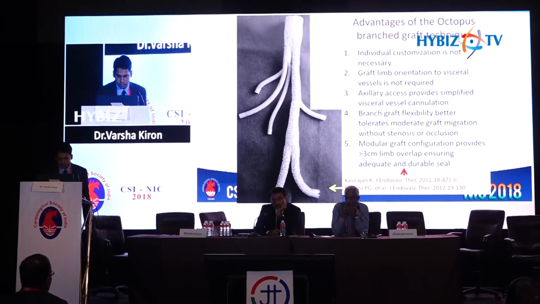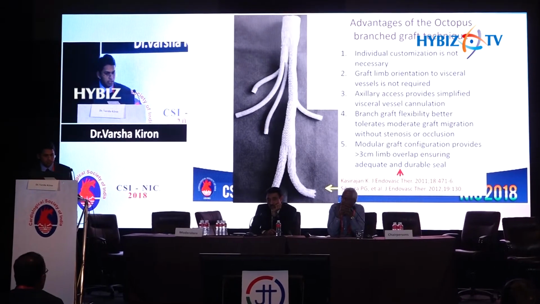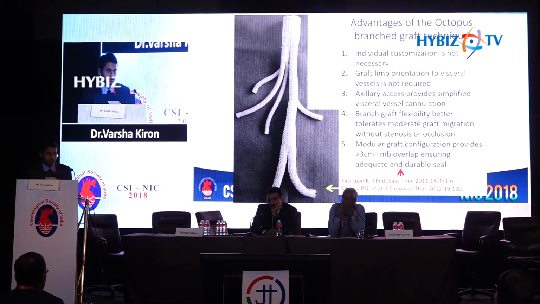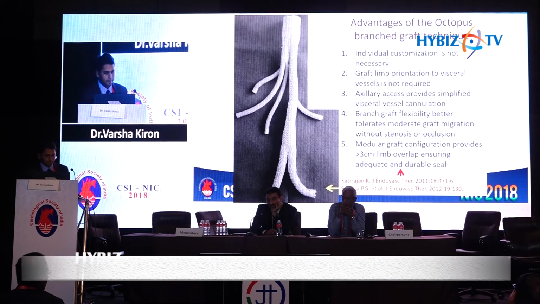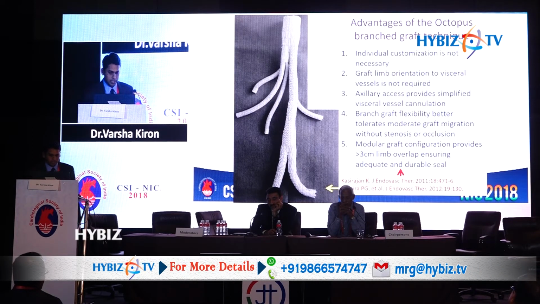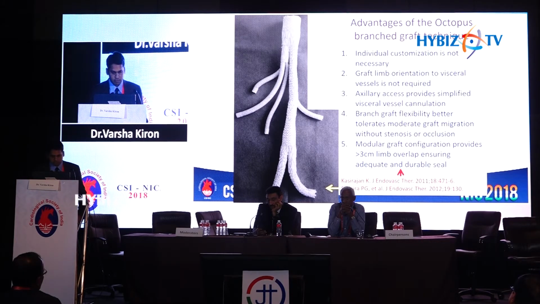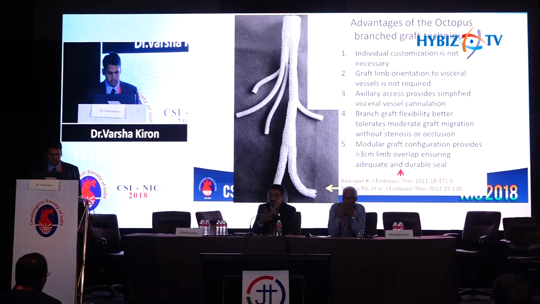This comes with a lot of advantages, the most important of which is that there is no necessity for individual customization. It is an off-the-shelf, ready-to-use device, which reduces the planning time considerably. Graft limb orientation to visceral vessels is not required, and axillary access provides a simple visceral cannulation from above through the contra limb. This is the contra limb. The branch graft flexibility is better and tolerates migration without stenosis or occlusion. And the modular graft configuration provides a good overlap and an adequate and durable seal.